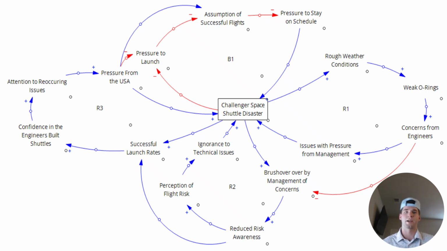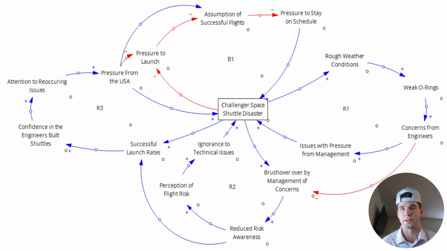And to stay on the schedule, they had to, I guess, bypass most of these flaws or negative things happening that they couldn't really explain, while still getting successful flights. They knew at some point something was going to happen, but they didn't really pay attention to that.